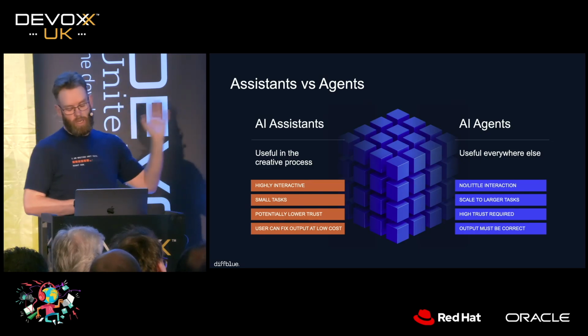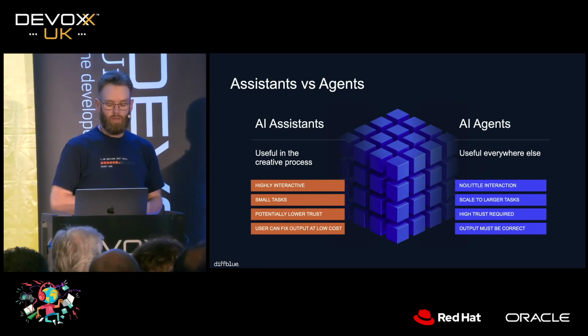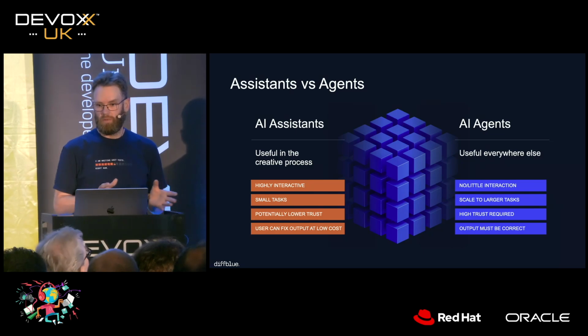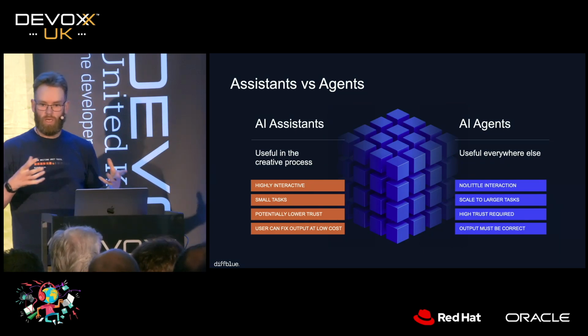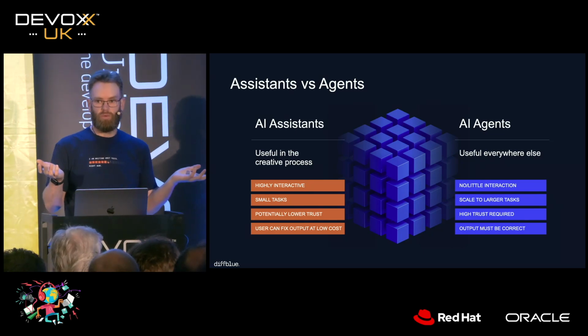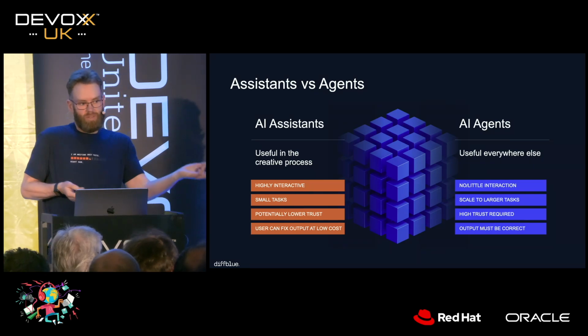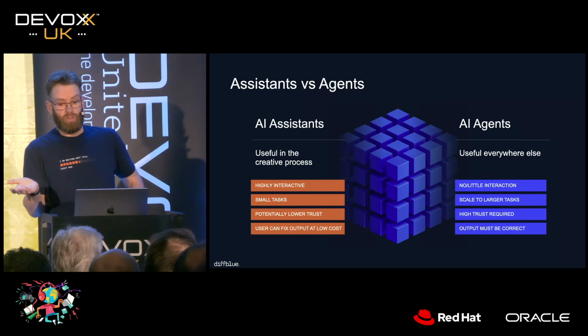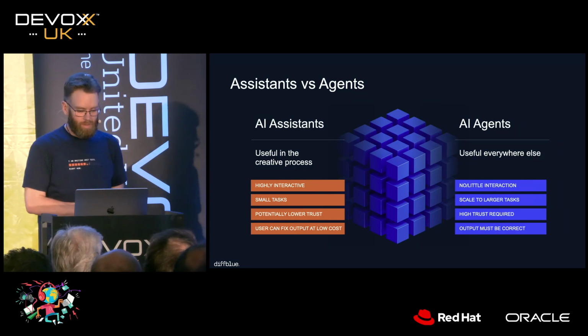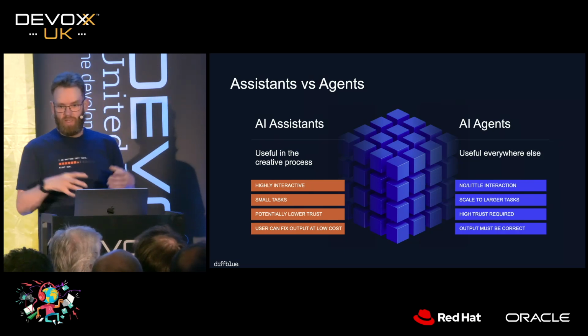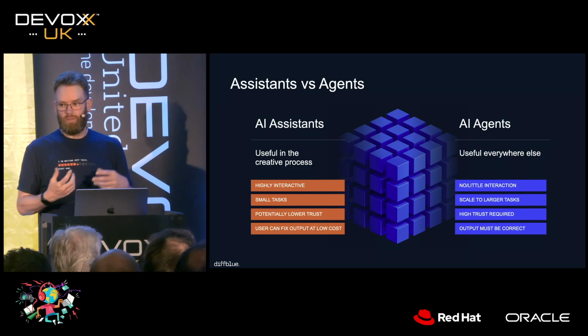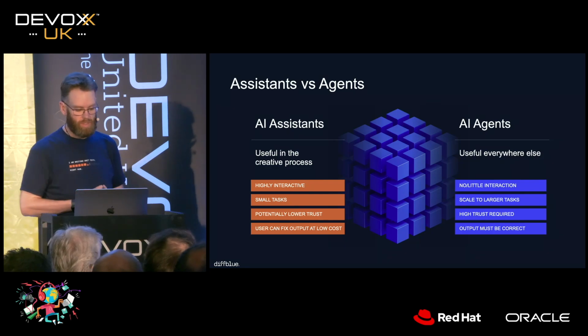AI agents, like my robot vacuum cleaner, are useful when you don't need to have that interaction. You want to scale them to larger tasks. So, okay, sure, it probably takes me about 10 minutes to vacuum the floor, but would you rather be inside vacuuming the floor or outside enjoying a beer in the sunshine? Yeah. When you scale that across to a large house, that's the sort of time it makes a lot of sense to do this sort of stuff.